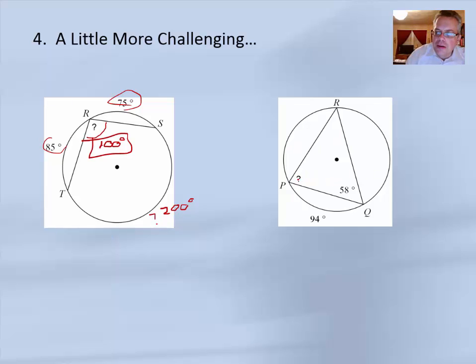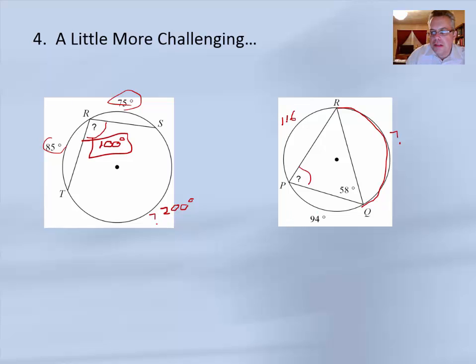All right, let's see what we have here. We want this angle right here. So we need to know this arc out here. It goes from R to Q. That's the arc that's cut off by this angle. Okay, so how can I get that? Well, I know this is 94 degrees, and if this is 58, this arc here, PR, is twice that. This must be 116.